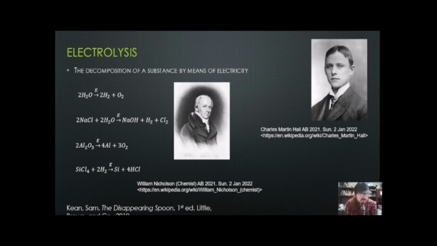We can run silicon chloride with hydrogen gas and run electrolysis through them and form pure silicon and hydrochloric acid gas. And the same process is how we copper plate an object, or even chrome plating. You dip the object you desire into a solution of the metal, you run electricity through for a certain period of time, and you produce a thin film of the copper or the chrome onto the surface.